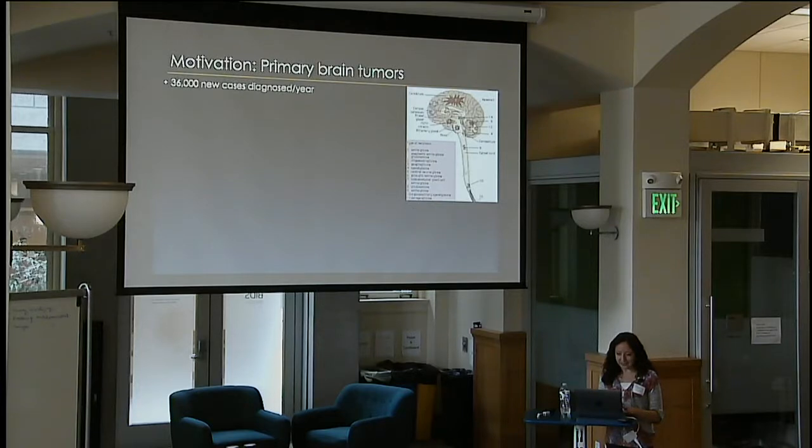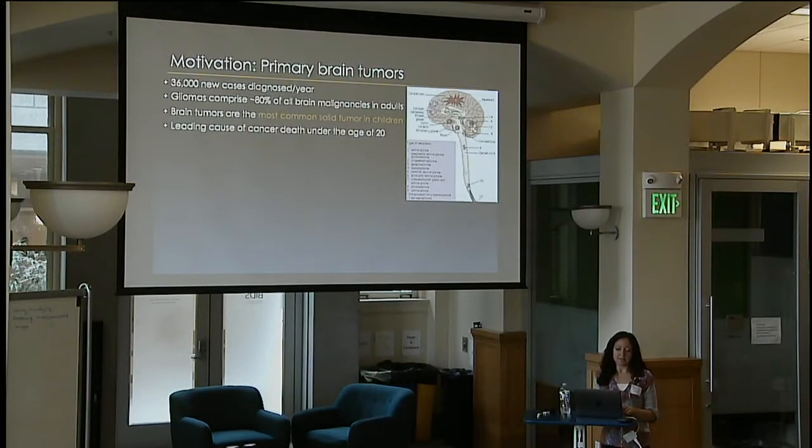So I'm going to give you a quick motivation of primary brain tumors. As opposed to a few years ago where there were only 15 to 20,000 new cases a year, in the last 5 years this number has risen drastically. Gliomas comprise 80% of brain malignancies in adults, and they're the most common solid tumor in children. They're also the leading cause of cancer death under the age of 20.